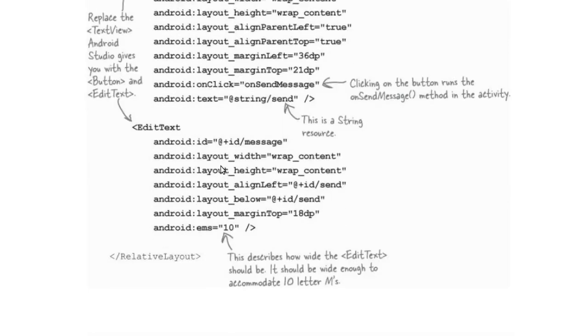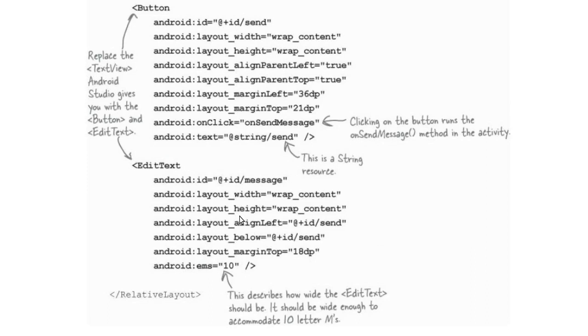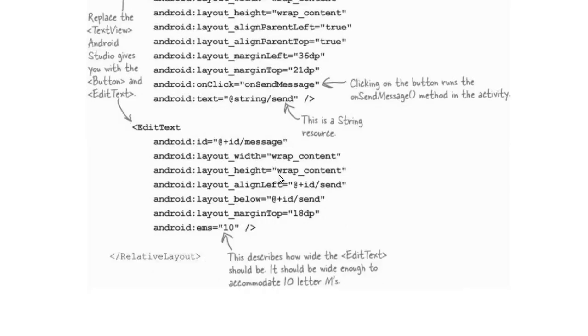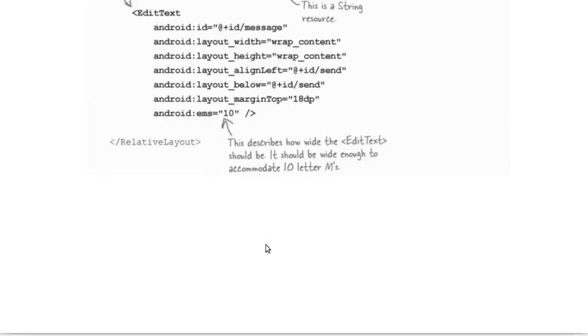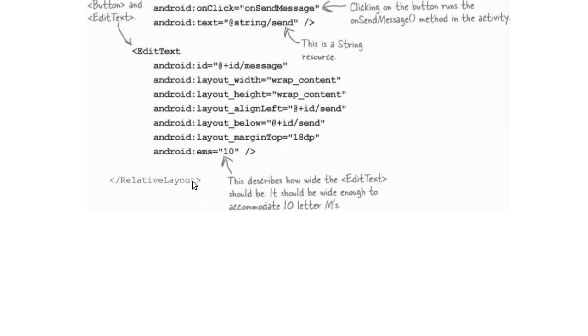Then we have edit text. Edit text means whenever we want to edit something on the screen, we need edit text, and whenever we want just the label, then we use the text view, and whenever we want some clicking property, then we use the button. So here you can see this edit text. All these properties are very similar: ID, layout width, height, alignment, margin top, and the base layout is the relative layout.